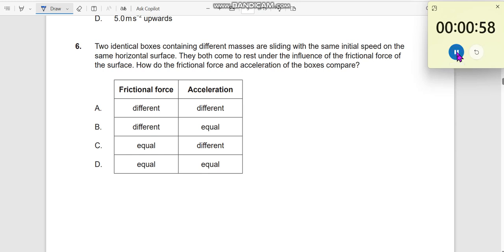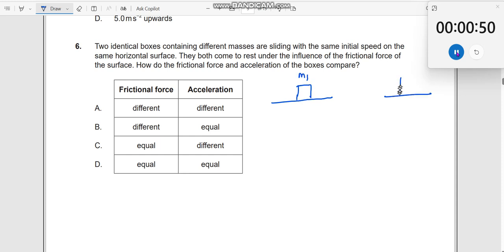Question number 6. Two identical boxes containing different masses are sliding with the same initial speed. I have a box like this of mass m1. Similarly, I can draw one more diagram of mass m2. They are sliding with the same initial speed on the same horizontal surface.